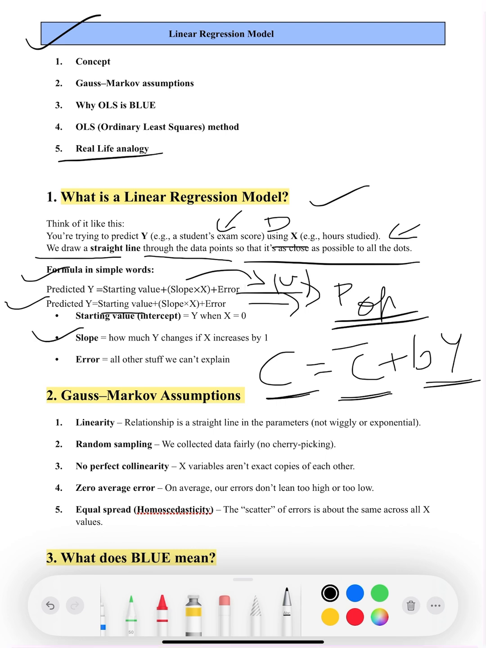Now slope, how much y changes if x increases by 1. Error is all the stuff that cannot be explained or that cannot be taken into consideration, right?